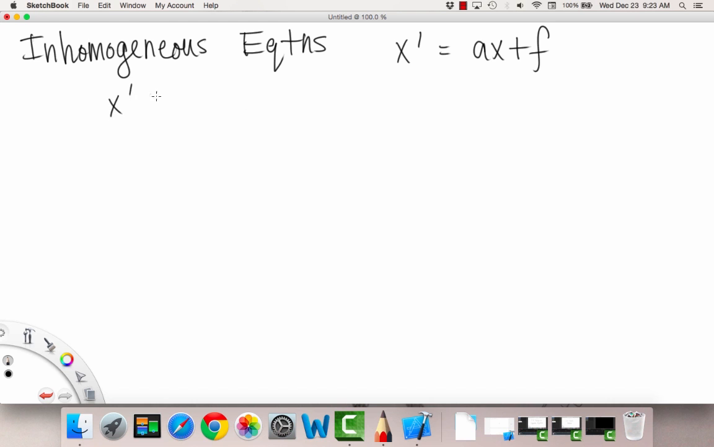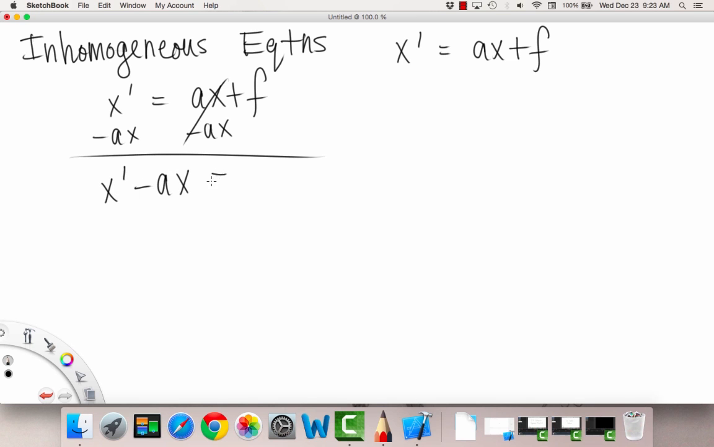We're going to start with this equation. What we're going to do first is just subtract a times x. So when we do that, we get x prime minus a times x is equal to f. All of these things here are functions of t. I'm just not writing the parentheses t because that would take forever.